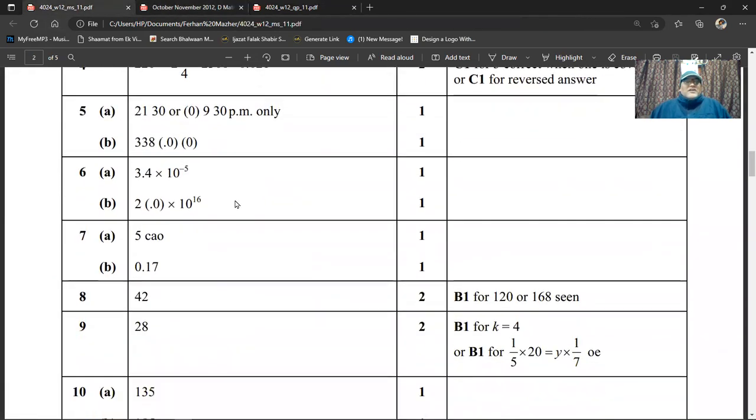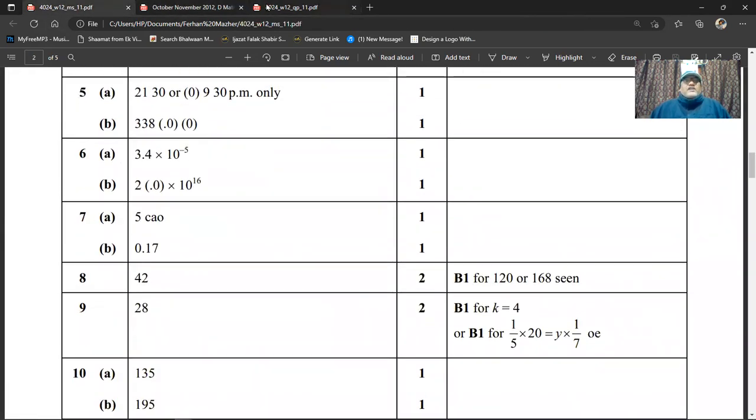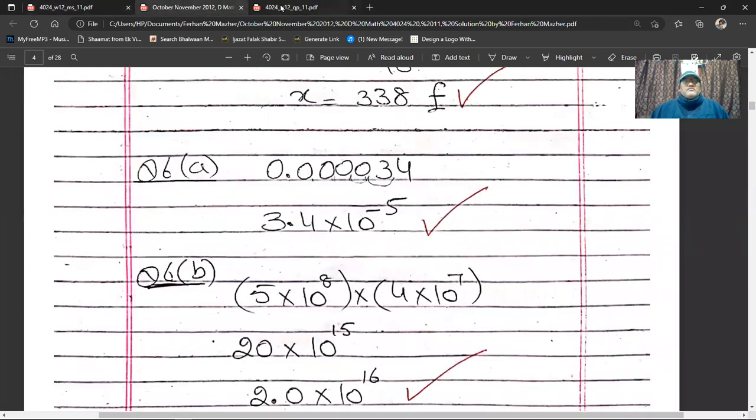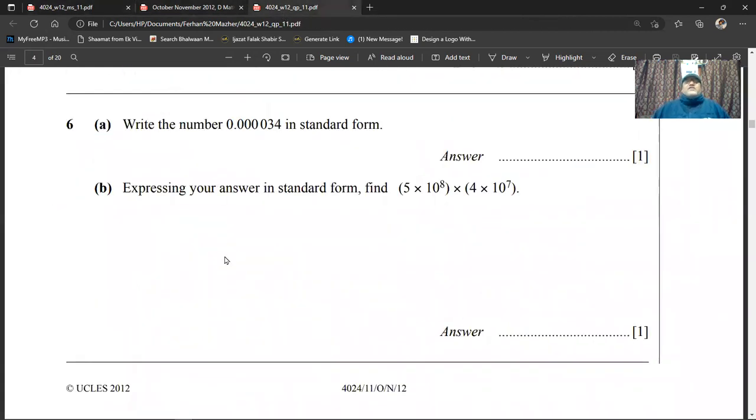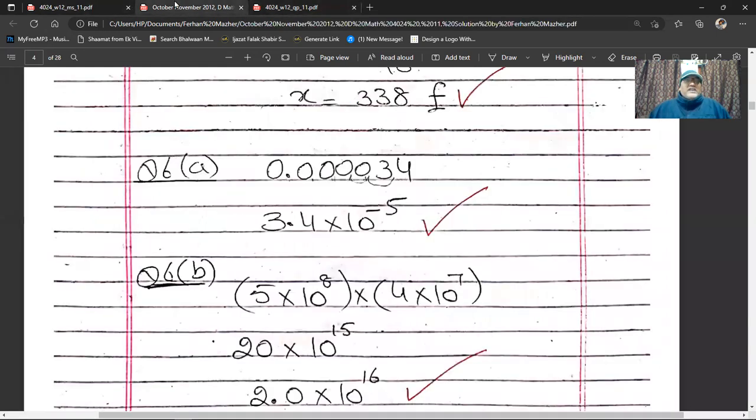3.4 × 10^-5 is the right answer, sir. Then we have question number 6, B part: expressing your answer in standard form, find 5 × 10^8 multiplied by 4 × 10^7. So 5 multiplied by 4 will be 20. When you multiply 10 raised to power 8 with 10 raised to power 7, the powers will be added. So you will have 10 raised to power 15.